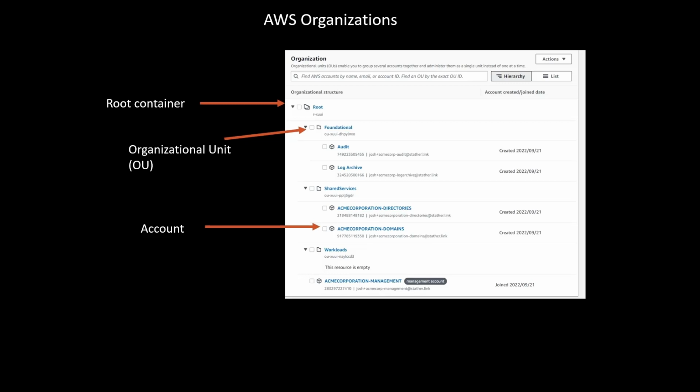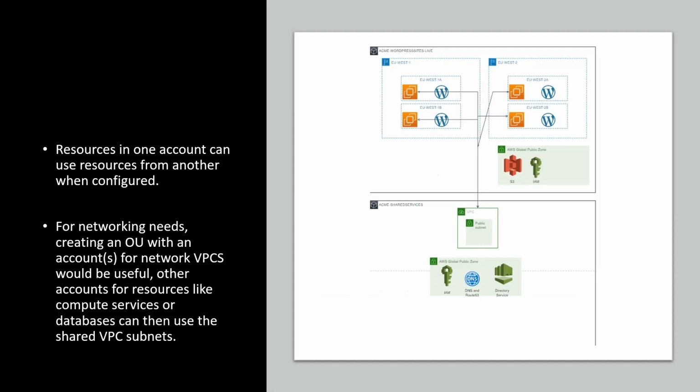We can also define service control policies through AWS Organizations, which allow us to restrict the services an organizational unit can do. An organizational unit, or OU, is a grouping of one or more AWS accounts. All accounts and OUs live within the root container, which technically is not an OU in itself. Resources in one account can use resources from another account when configured.